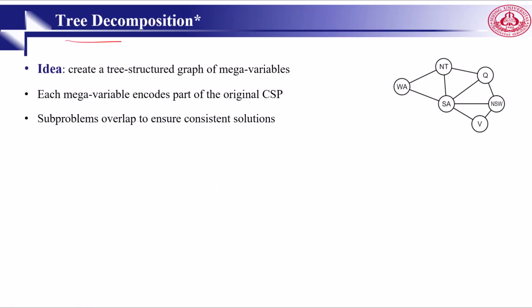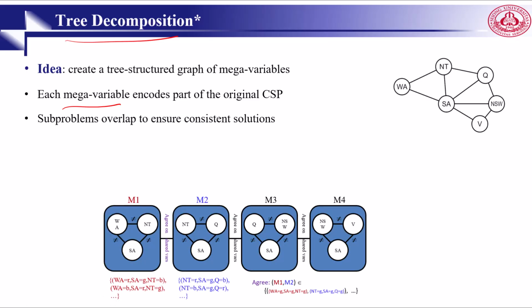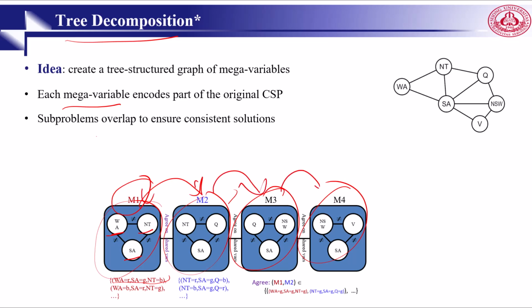So let's see the tree decomposition. We want to have a graph of mega variables in a tree structure fashion. What is the meaning of mega variable? A mega variable means multiple nodes that are considered as one node. So for example, we have M1 here, and M1 consists of three nodes, WA, NT, and SA. Each mega variable encodes a part of the original CSP. In order to ensure a consistent solution, we allow overlap between our problems. This is a tree structure, and we simply can solve this one, right? We take care of constraints in each mega node, and also between them, right? So we made subproblems.